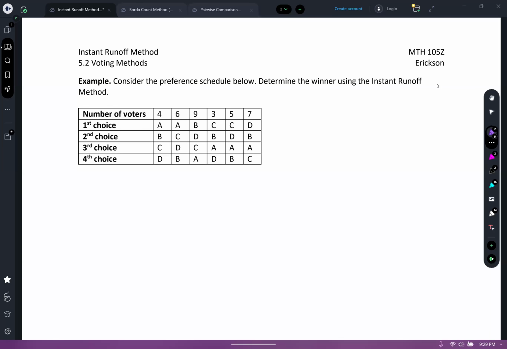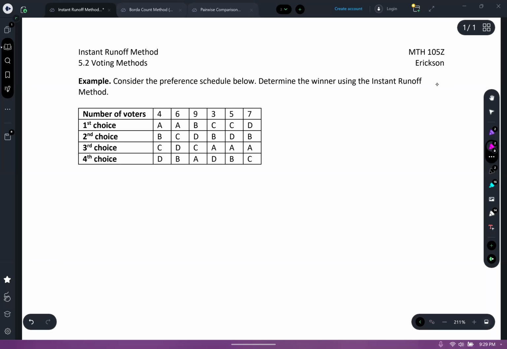In this video, I will show you how to calculate the winner of an election using the instant runoff method. So we'll start with this example preference schedule below. And remember that a preference schedule summarizes the results of an election where the voters can rank the candidates, not just pick the one candidate that they want to win.